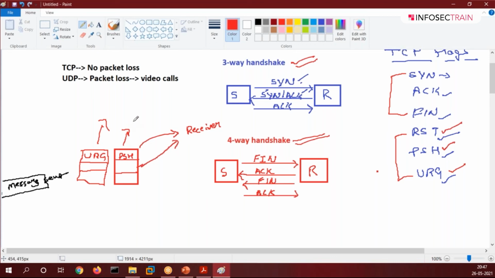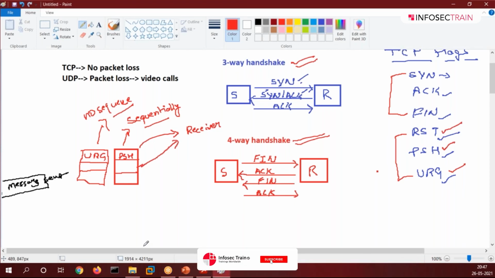So in push, what happens? The data is sent sequentially. When we are sending some data using the push flag, the data is sent using the sequence. But when we are sending the data using the urgent flag, the data is not sent in the sequence. So no sequence is there. For sequence, the receiver's transport layer works and reassembles that data again. So that is the difference between your push and urgent.